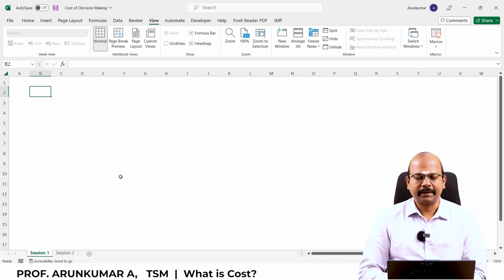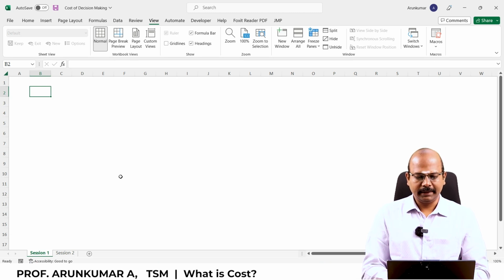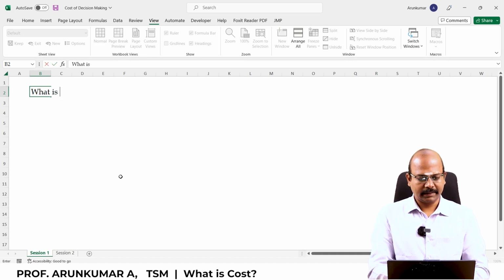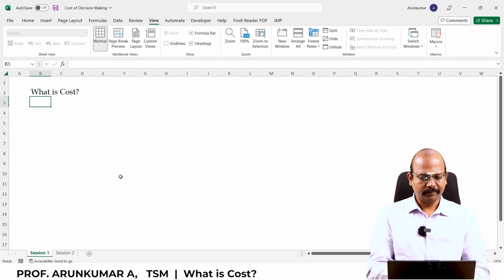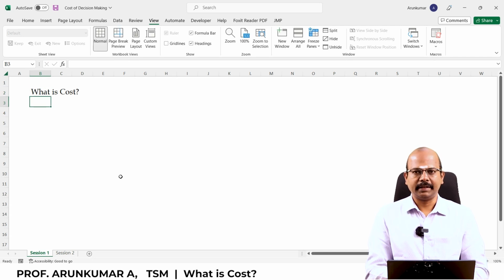First, we will understand what is meant by cost. We will understand through the Excel application. First thing is what is cost. So during this session, we will be understanding what is meant by cost, how to segregate between fixed and variable cost, and why we are segregating between fixed and variable cost. That we will understand.